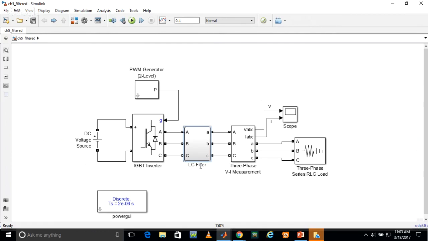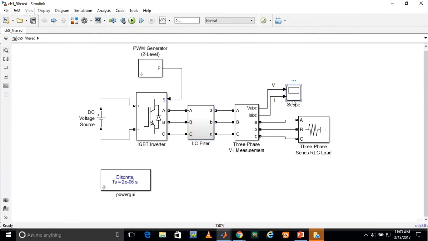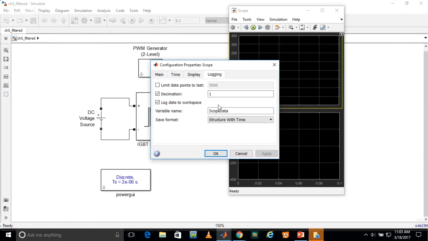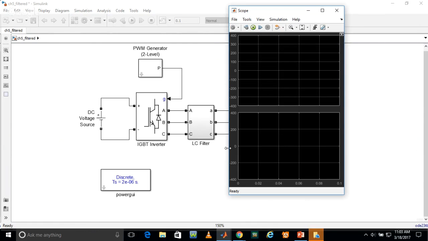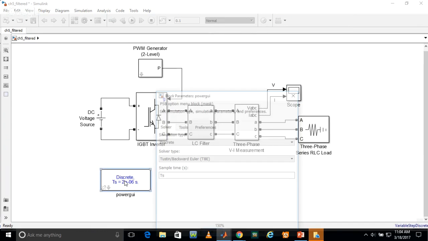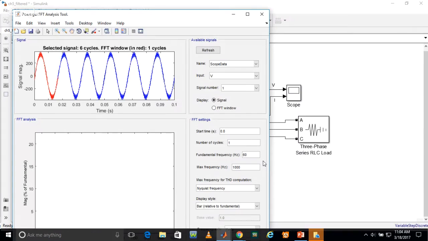Then change the name according to whether it is an LC filter or RC filter. Check it, and then run this. In this, we also check that the scope should have logging, the log data to workspace should be clicked over here, the variable name should be given as scope data, and the save format should be structure with time. We have to check this, and then we run this program, and again go for FFT analysis. So how many harmonics are present in this system?